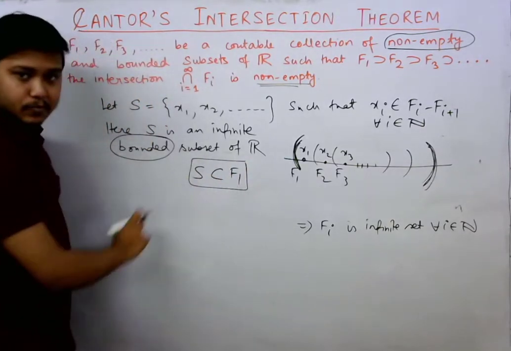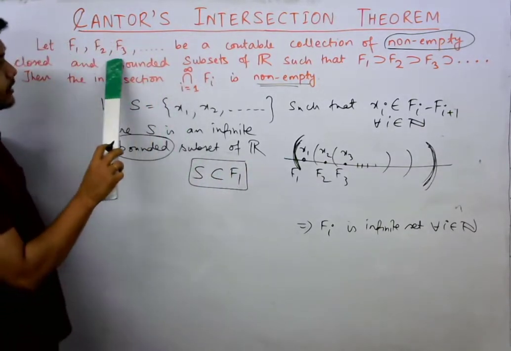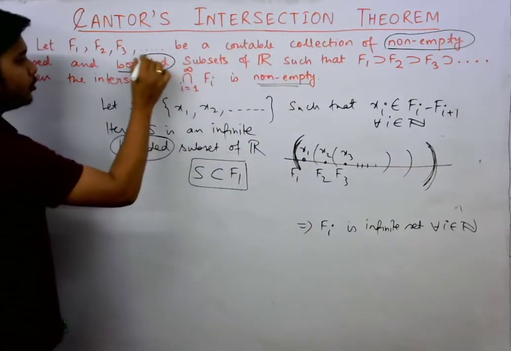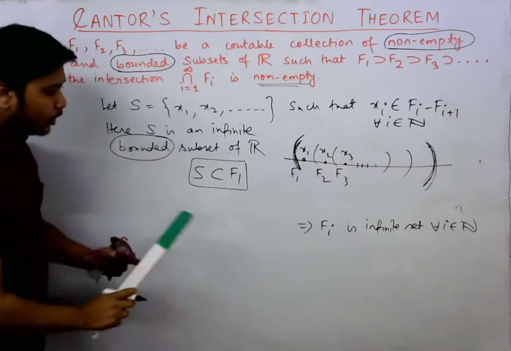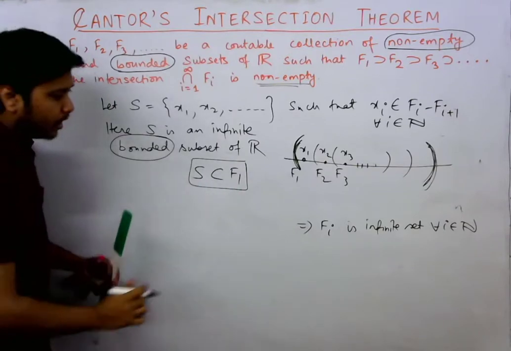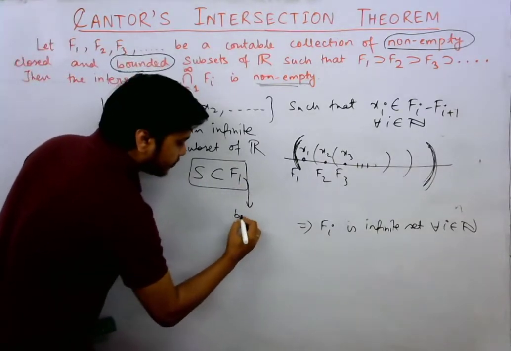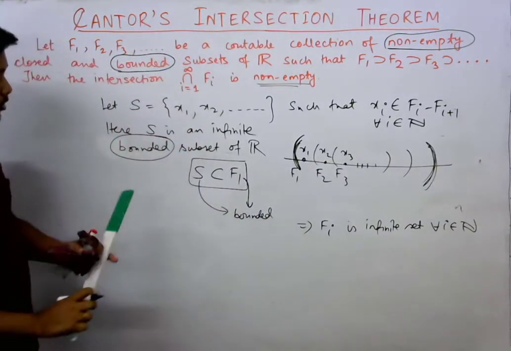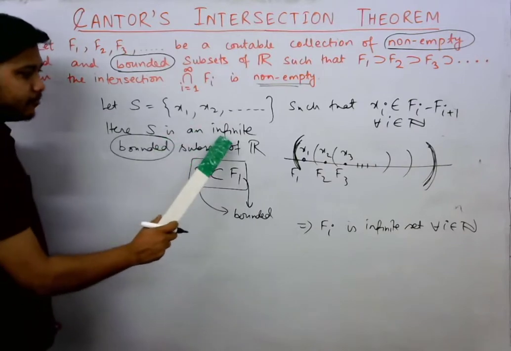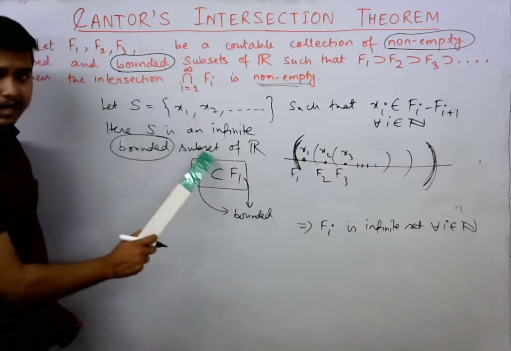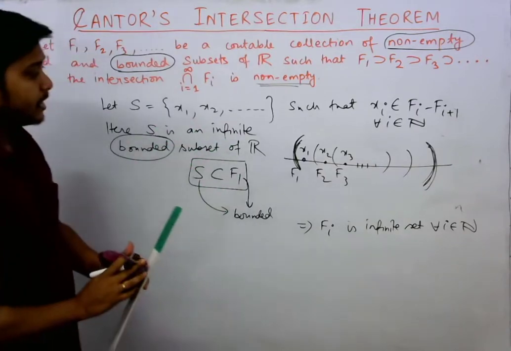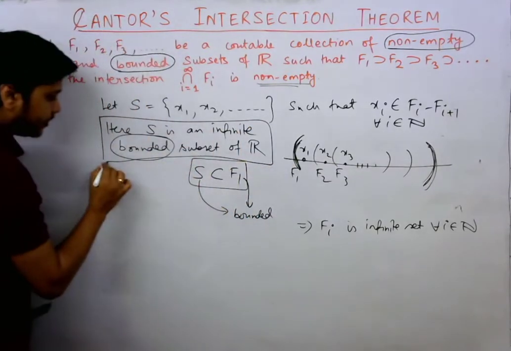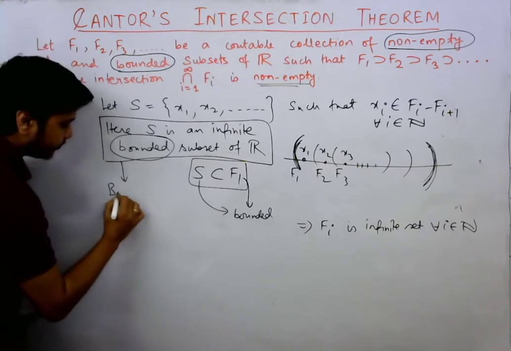And if S is a subset of F1, it was told to us that all these sets are bounded, right? So if S is a subset of F1 and if F1 itself is bounded, so obviously it implies that S must also be bounded. So that's why I could say that S is infinite as well as bounded, and obviously it's a subset of R. So the moment I could tell this, now I can apply Bolzano-Weierstrass theorem.